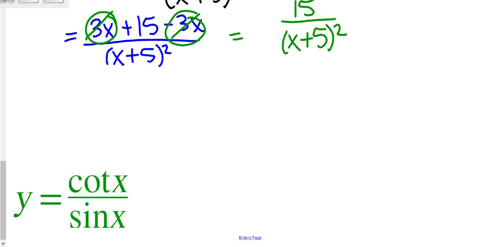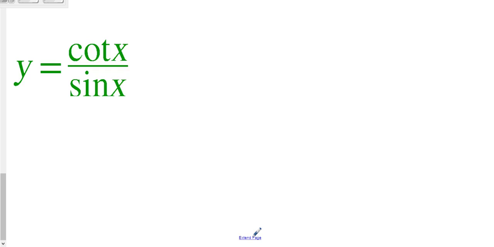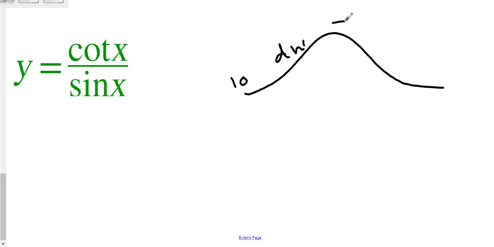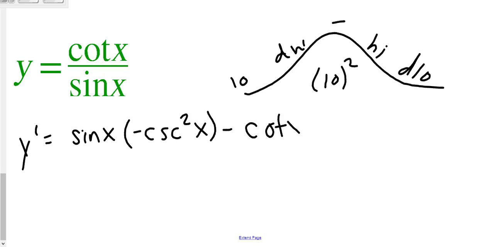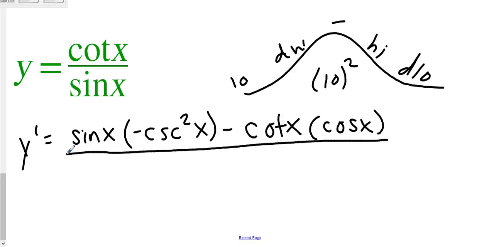We also need to know the derivatives of our trig functions. Okay, I know that you don't like memorizing these, but they must be memorized. Again, we are using our quotient rule, so we have low d high minus high d low all over low squared. So low y prime is low d high, the derivative of cotangent is negative cosecant squared x, minus high, which is cotangent, d low, the derivative of sine is cosine, all over low squared. So we have sine x squared.